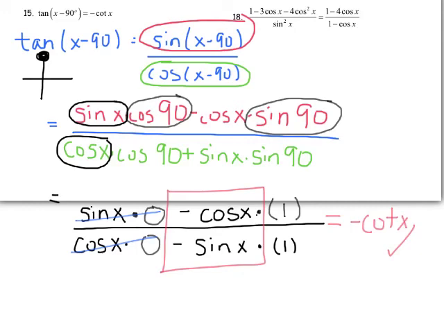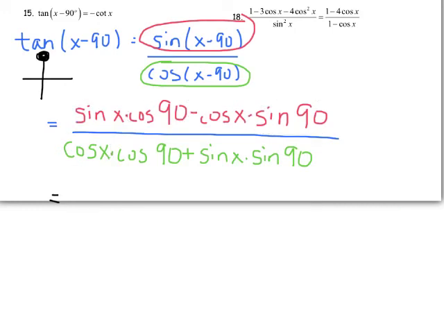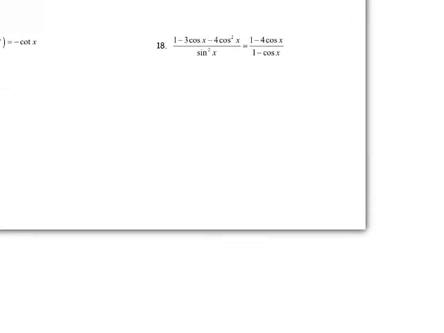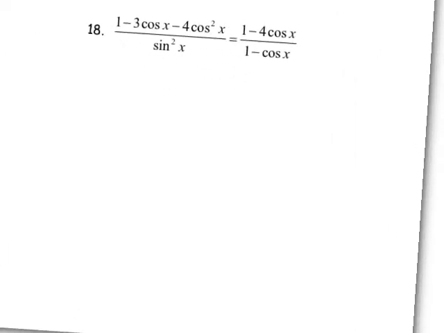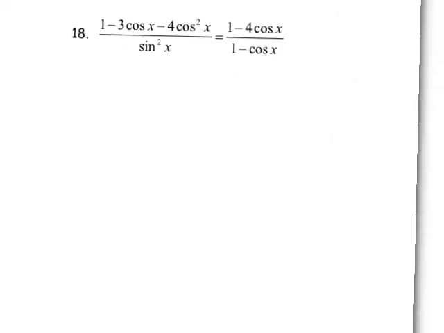All right, number 18 is the problem we're on now. Let me erase all this. Number 18 is 1 minus 3 cosine x minus 4 cosine squared, all over sine squared. I think we've done this problem in the notes before, but if you take the top and factor it, that's going to be the way we want to solve.